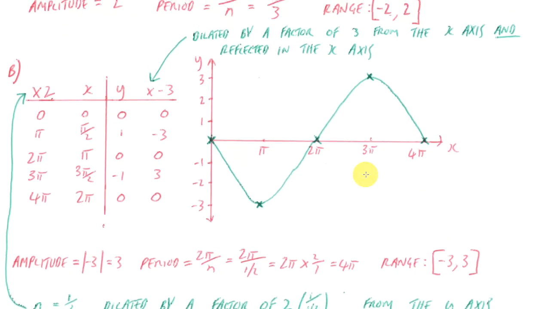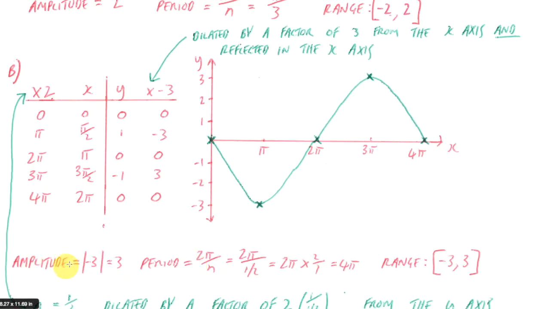So if you can't visualize that, that's fine. You can just simply plot the two outside columns. So (0, 0) goes there. (Pi, -3) here. (2 pi, 0) there. (3 pi, 3). And then finally, that last row, (4 pi, 0). So if you have a sine graph that's been reflected in the x-axis, the pattern will be median, minimum, median, maximum, median.